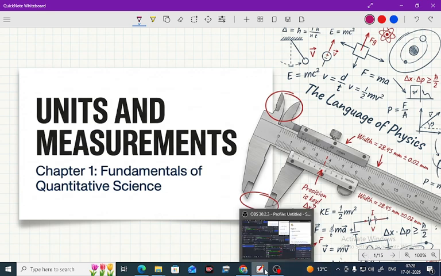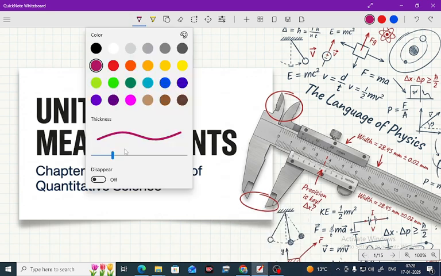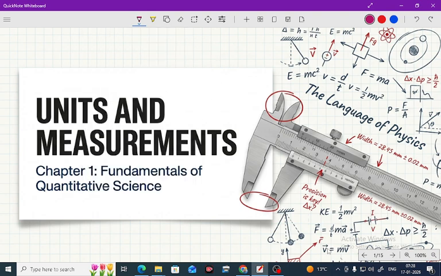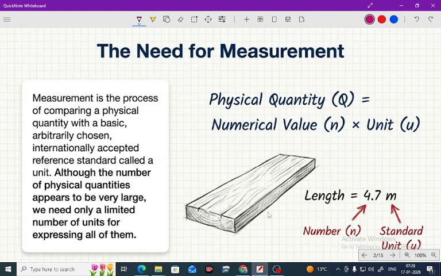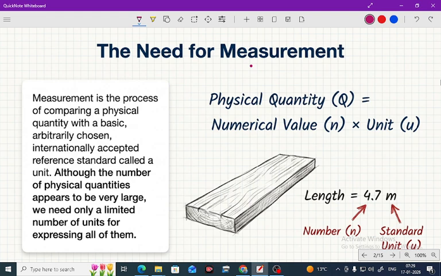That is units and measurement. Chapter 1, the fundamentals of quantitative science. The need for measurement.